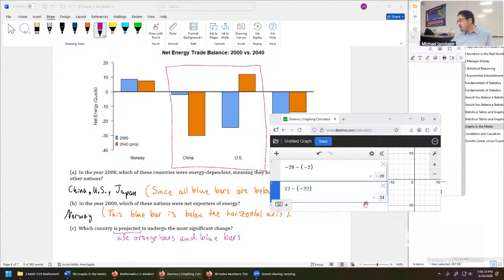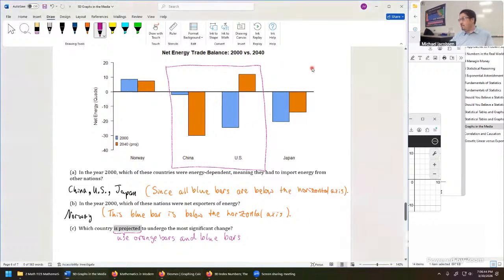Notice that this number is quite a bit bigger in magnitude. We're not looking at which one is more positive or more negative. We're just saying which one has changed the most. China has gone down by 26 quads. USA has gone up by 34 quads based on this calculator estimate. So this one has the biggest change altogether.